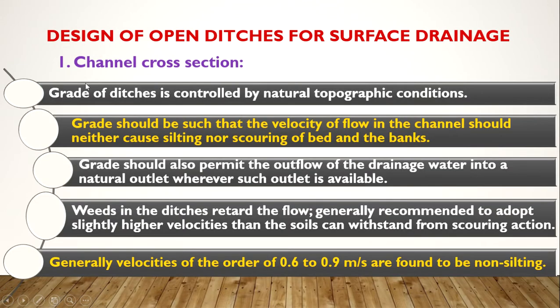Also, the grades of the ditches are controlled by the natural topographic condition of the area, and it should be such that the velocity of flow in the channel should neither cause silting nor scouring. We have discussed it earlier. Generally the velocities should lie between 0.6 to 0.9 meter per second. This is an optimum velocity which neither causes scouring nor silting. When the velocity is higher than this, it will cause scouring of the channel. When it is lower than this, it will cause silting. So we should maintain the velocity between these values.